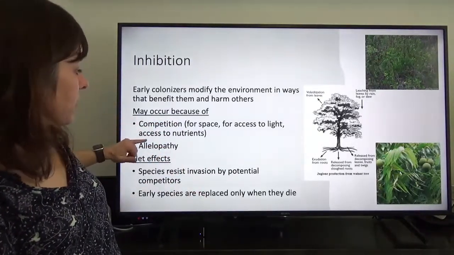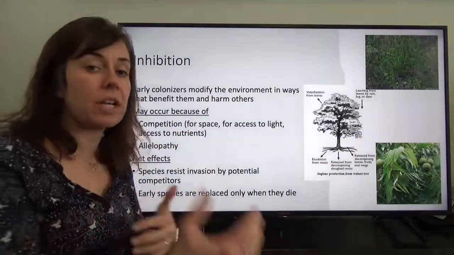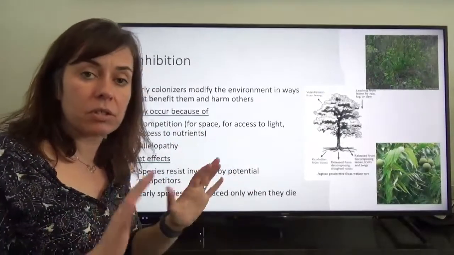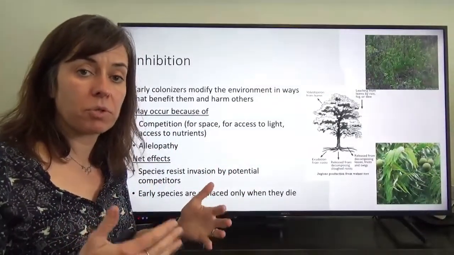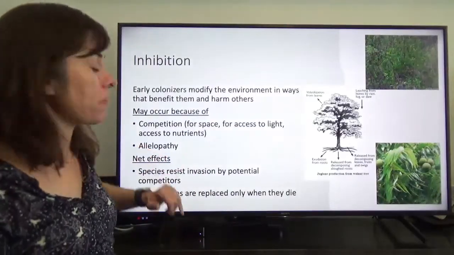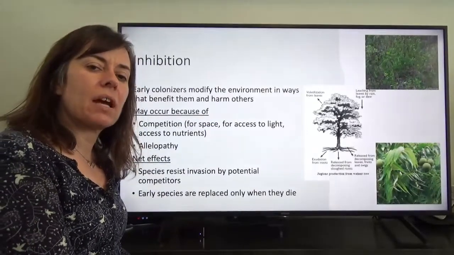All right? Now you may be wondering, well, how does that happen? It may occur because of competition. If you're the first one in post-disturbance and you're able to grow and outcompete others, then you can stop them from doing well and you can facilitate your own success. Or allelopathy, which is basically chemical warfare in plants.